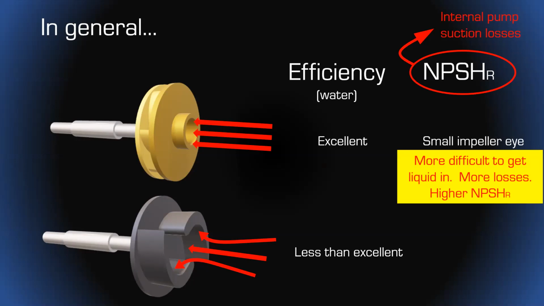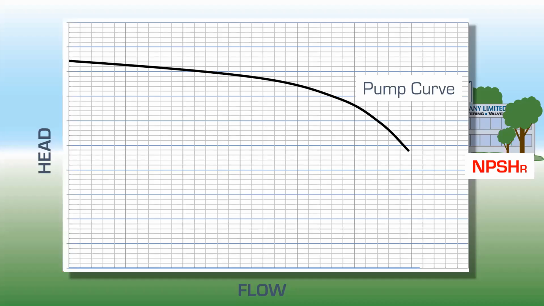And in return, the semi-open impeller, 2-vane, very large eye, not very efficient, but that liquid can easily get into the pump. So that's my best way of explaining the somewhat counterintuitive idea that efficiency and NPSHR are kind of opposite in pumps. And this, Chris, is what I think your question was alluding to here.